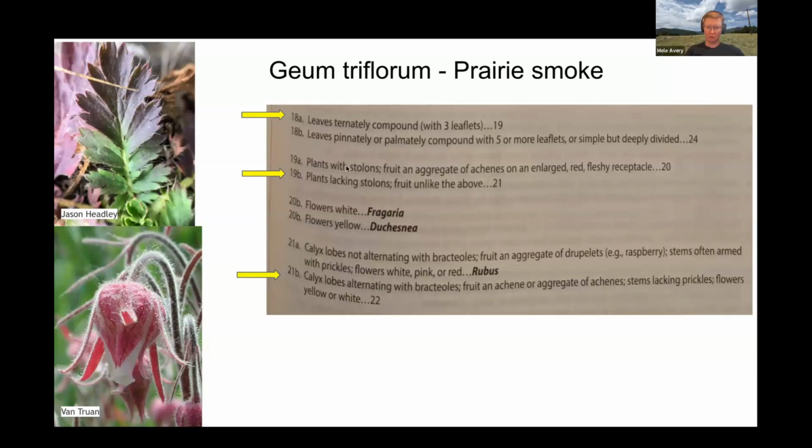Fruit unlike the above, which would be an aggregate of achenes on an enlarged fleshy receptacle, which would be strawberry or Fragaria. It lacks those stolons. So we're going to go to 21. Calyx lobes alternating with the bracteoles. Fruit an achene or aggregate of achenes, stems lacking prickles, flowers yellow or white.